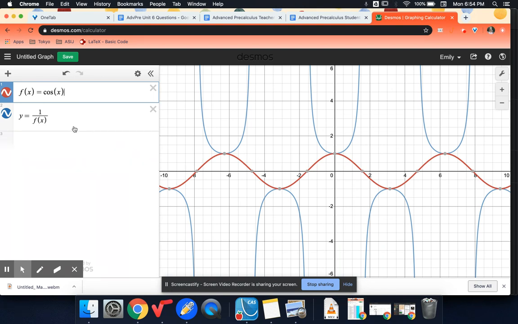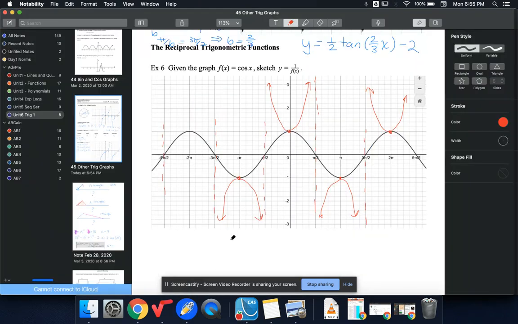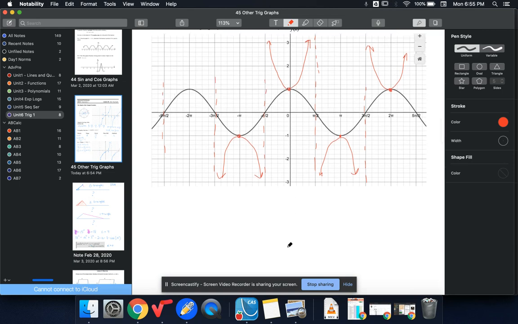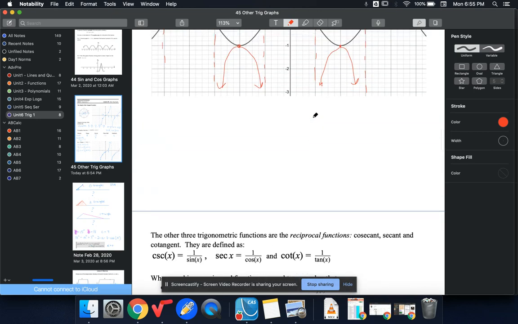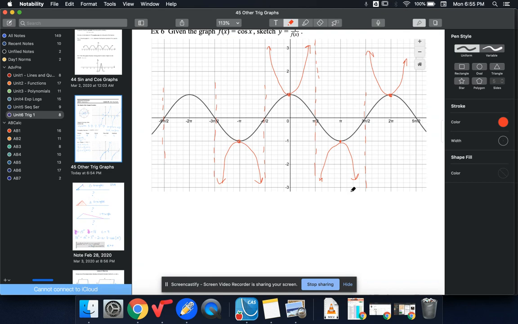So this graph, 1 over cosine, remember we have a name for that. We called 1 over cosine the secant function. So that's the graph of a secant. So I would like you to stop and think about what the graph of cosecant and cotangent look like following this same method and check your answers in Desmos.